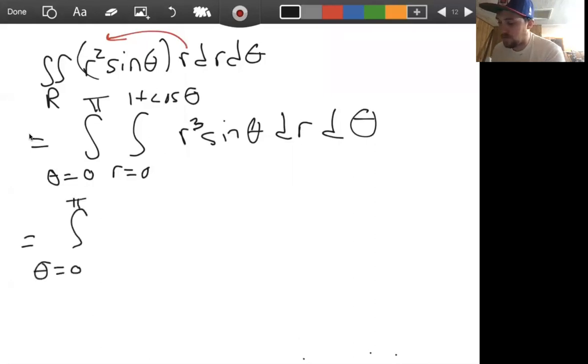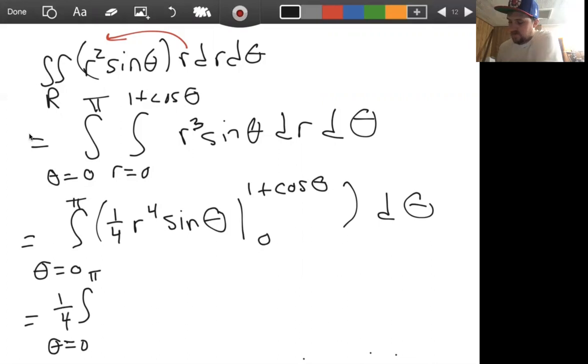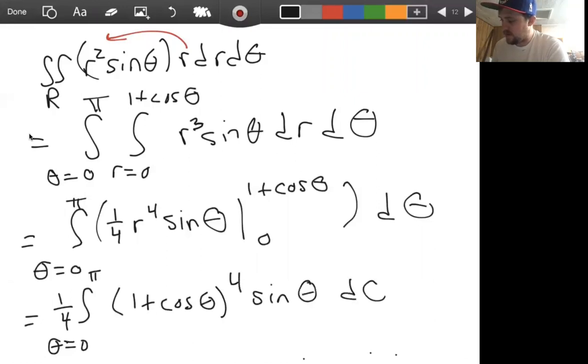Integral theta goes from 0 to pi. We integrate r first. We're going to get 1/4 r to the 4th sine theta from 0 to 1 plus cosine theta. All of this d theta, integral theta equals 0 to pi. So if we plug in 1 plus cosine theta, well, I can pull the 1/4 out front here. So we're going to get 1 plus cosine theta to the 4th times sine theta d theta.